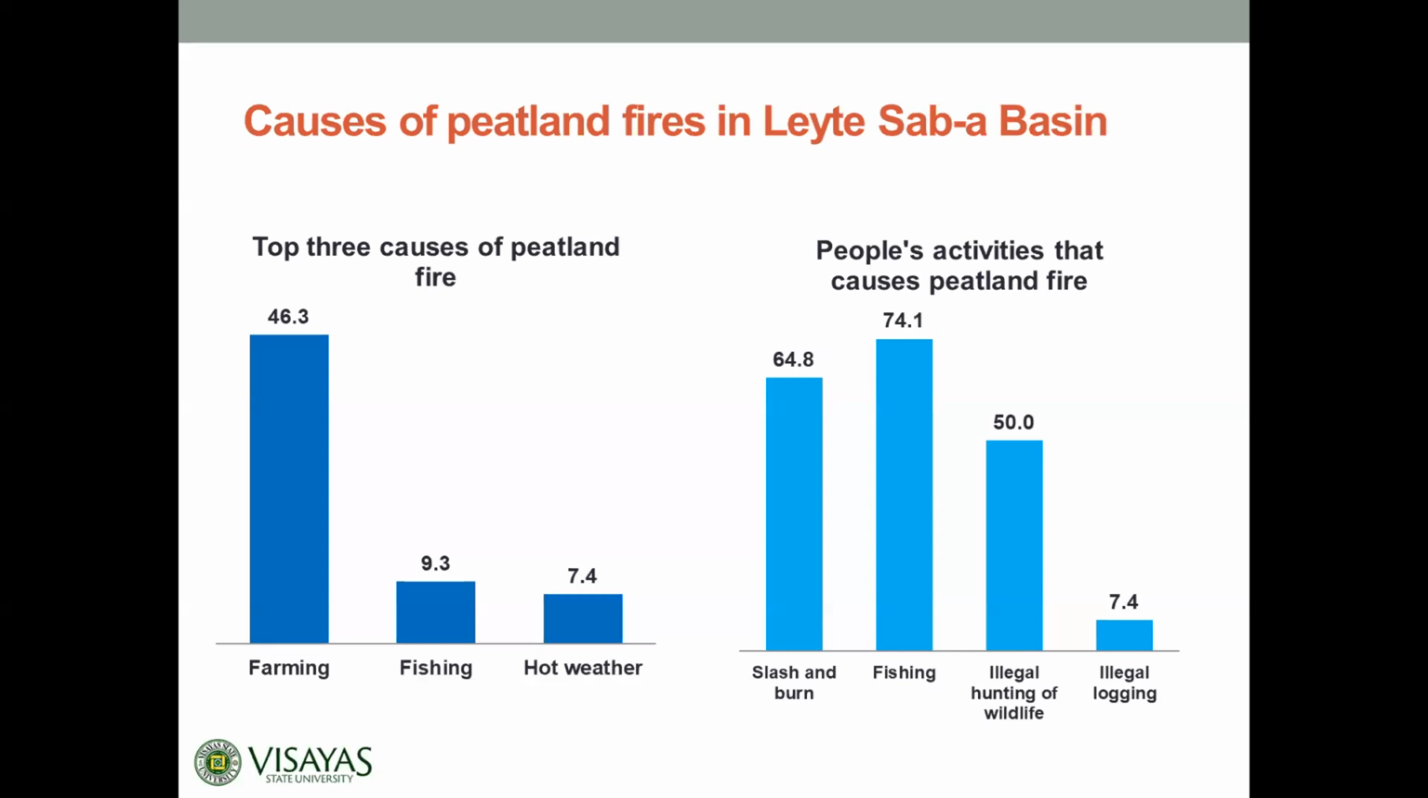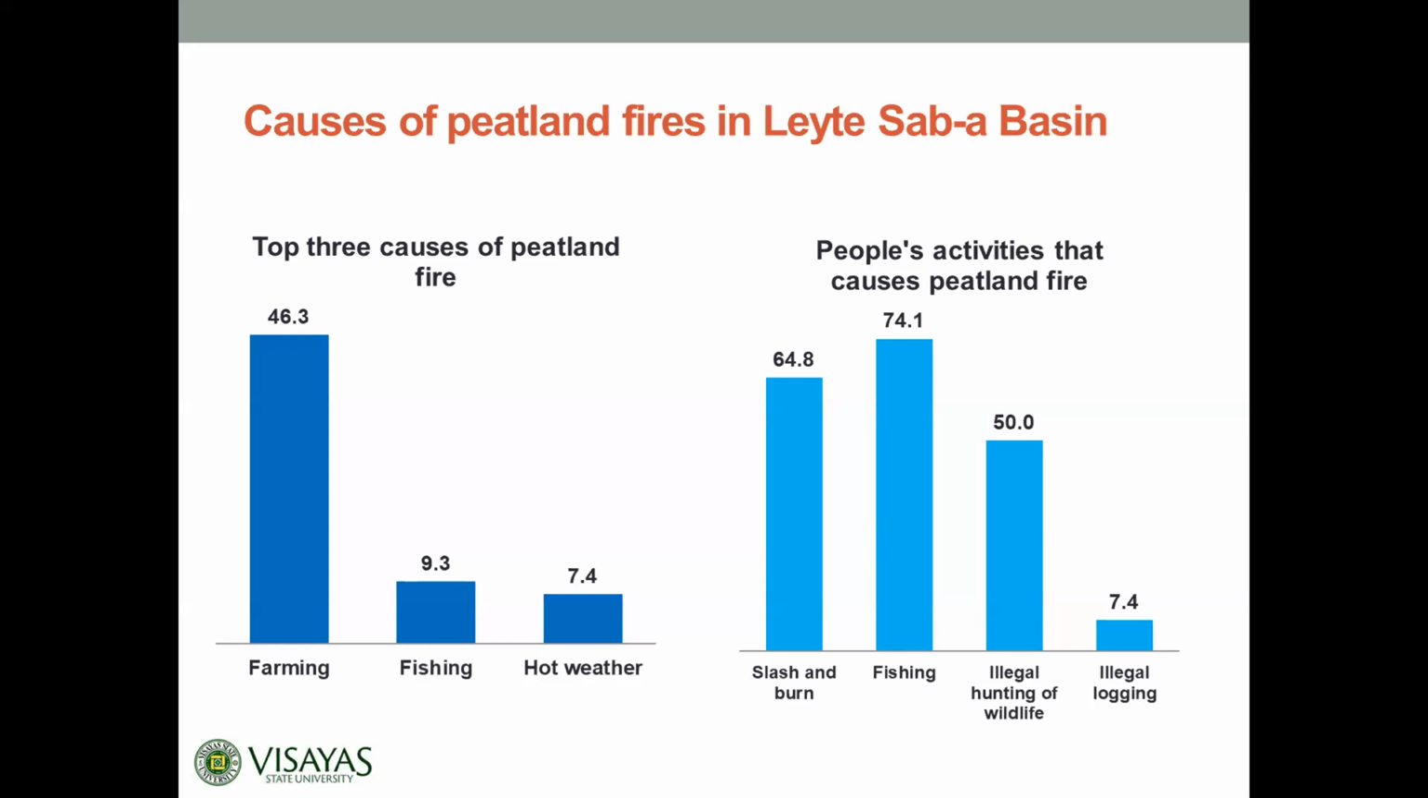And then after cutting the trees, they will burn the leaves and the twigs of the trees. So it now becomes part of slash and burn practice also. And then fishing is also an activity that causes peatland fire. Why fishing? Because people only catch fish, but it is not as simple as that.